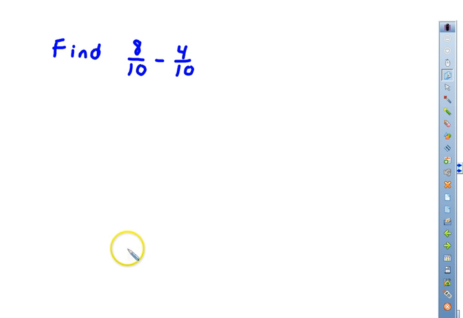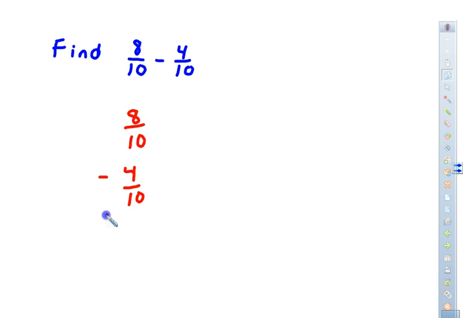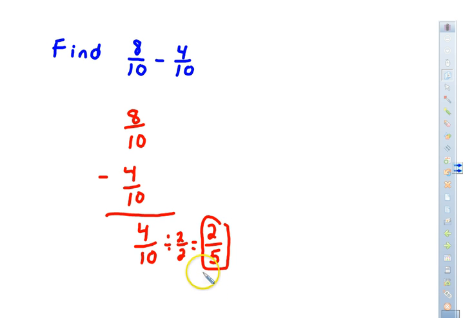Go ahead and hit pause and solve this. So we have 8/10 minus 4/10. Do we have common denominators? Yes, we do. Therefore, we can simply subtract. So 8 minus 4 is 4. 10 is the denominator, staying the same. Is this in simplest form? No, it is not. Therefore, we need to divide by the greatest common factor, which is 2. 4 divided by 2 is 2, and 10 divided by 2 is 5, giving us a grand total of 2/5.